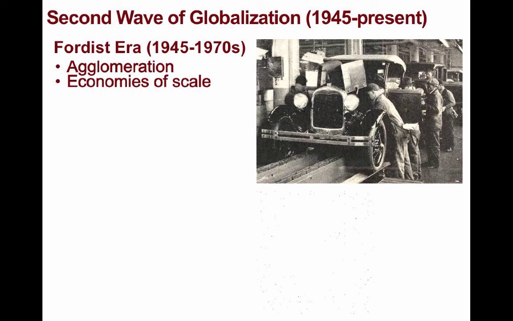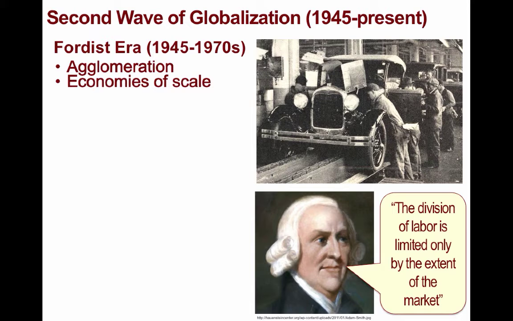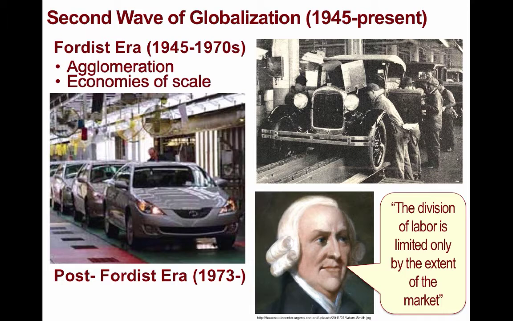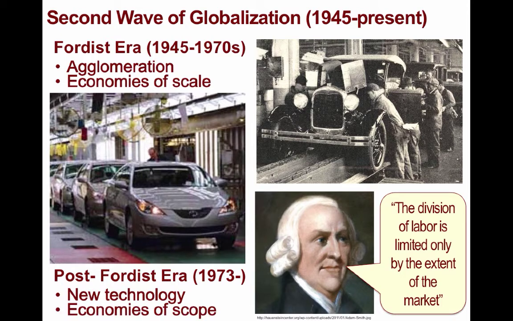In the landmark book The Wealth of Nations, Adam Smith contended the division of labor is limited only by the extent of the market. And it was in the 1970s that a convergence of transport and communication technologies, combined with the emergence of new labor pools in the developing world, led a post-Fordist era to emerge with an emphasis on economies of scope, in which efficiency is formed through variety, not volume. This will be explained further.